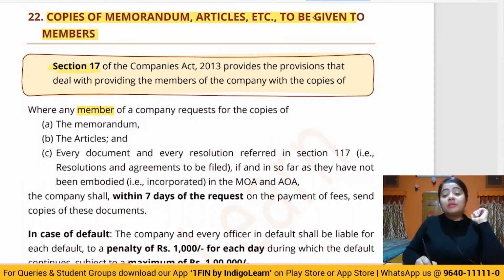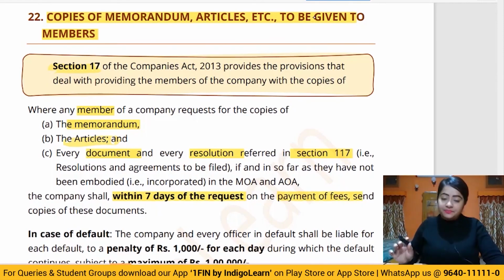If any of the members of the company asks the company to send a copy of the memorandum or the articles or any other documents or resolutions under section 117, then it is a duty of the company to send these documents within 7 days of request on payment of any prescribed fees. Right, so this is a very simple section. If the members request the company to send these documents, the company has to send these documents in 7 days of request. If there are any fees payable, then the fees will have to be paid by such a person.